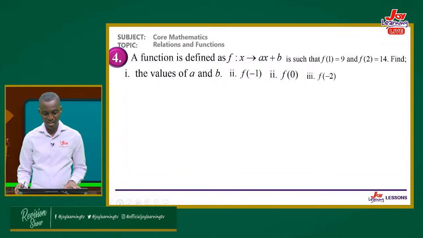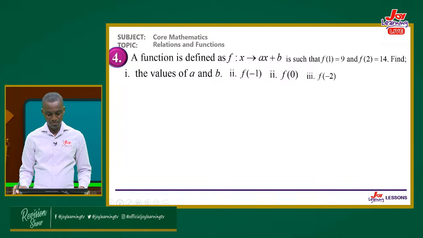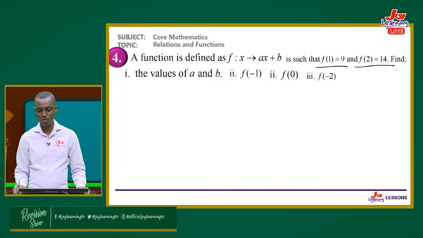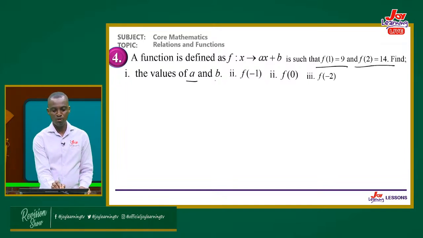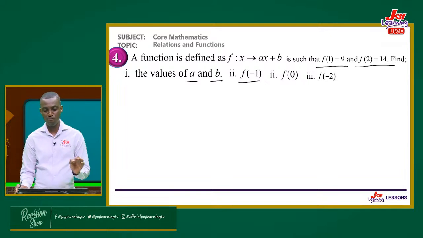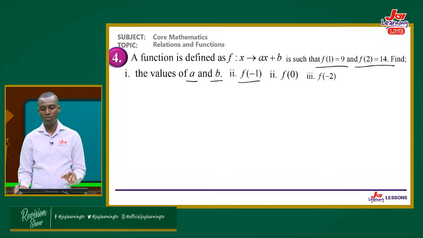Now, another set of questions we have here. Okay, let's look at it. A function is defined as f of x maps to ax plus b, such that f of 1 is 9 and f of 2 is 14. One, find the values of a and b. Two, find the values of f of 1, f of 0, and f of -2.